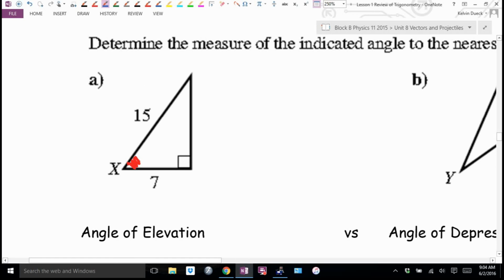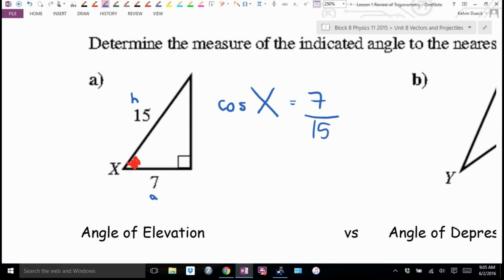Is that 15 opposite, adjacent, or hypotenuse? It's a hypotenuse. Is that 7 opposite or adjacent? Which trig function is cos? What always goes next to the trig function, the angle? What's the angle this time? Okay, x equals adjacent over hypotenuse.